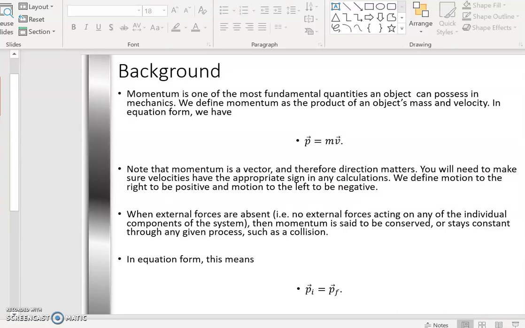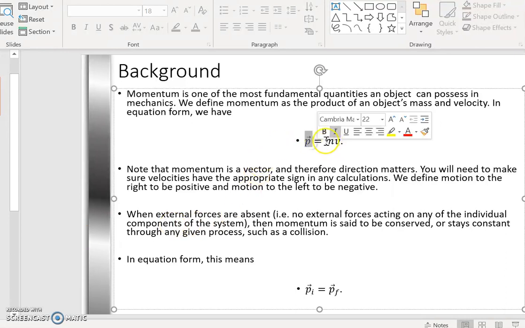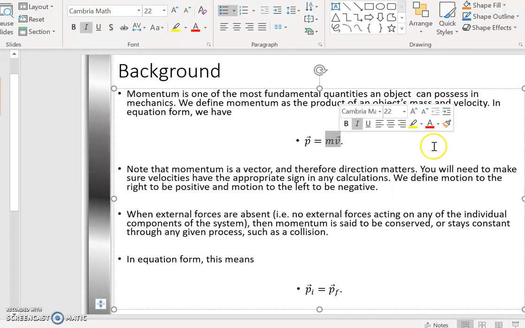Okay, so we want to talk about momentum now and do a couple examples from the lab. Let's start with the definition of momentum. Momentum, P, is just the product of an object's mass times its velocity. So mass times velocity, P equals mv.